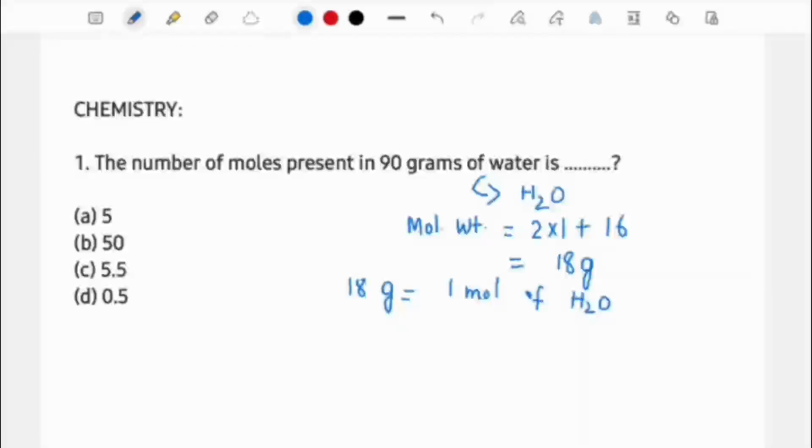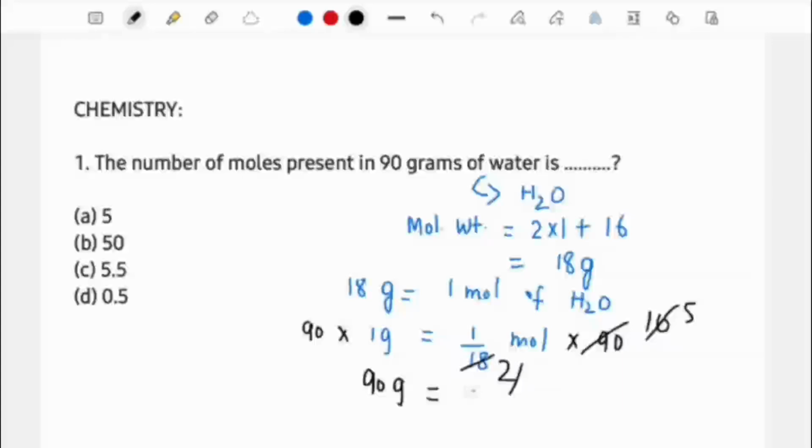Okay, we have to find how many moles are in 90 grams of water. So 1 gram is equal to 1/18 moles of water. We have to find 90 grams, so we will multiply by 90 on both sides. This becomes 90 grams of water equal to, 9 tens are, 9 twos are 18, 2 ones are 2, 5. So 90 grams of water are equal to 5 moles of water, or they contain 5 moles of water. Therefore option A is the correct option.